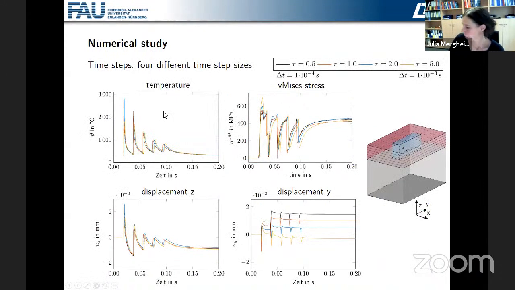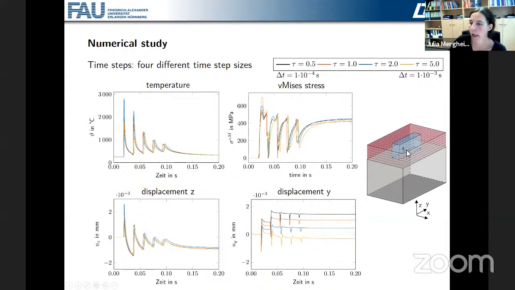So then I come to the study of the time step sizes. There we used 4 different time step sizes, which are denoted here by these 4 values of tau. So 0.5 means that we have the point heat input, and then we have lines of different lengths. So let's say the real time here is 0.1 microseconds for the smallest time discretization, and it's 1 microsecond for the largest discretization in time.